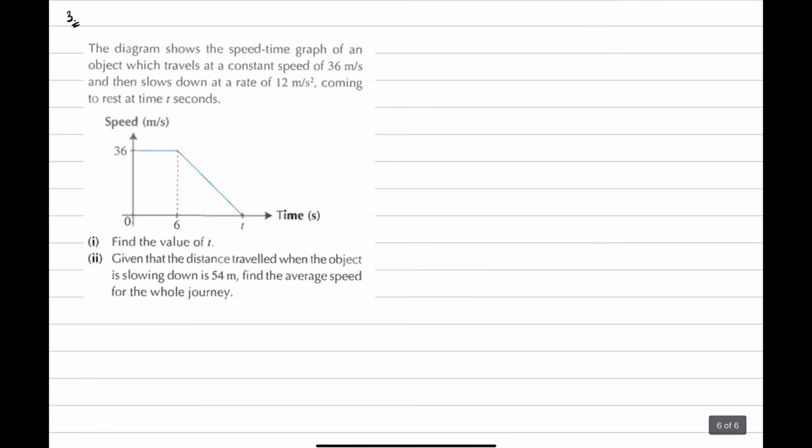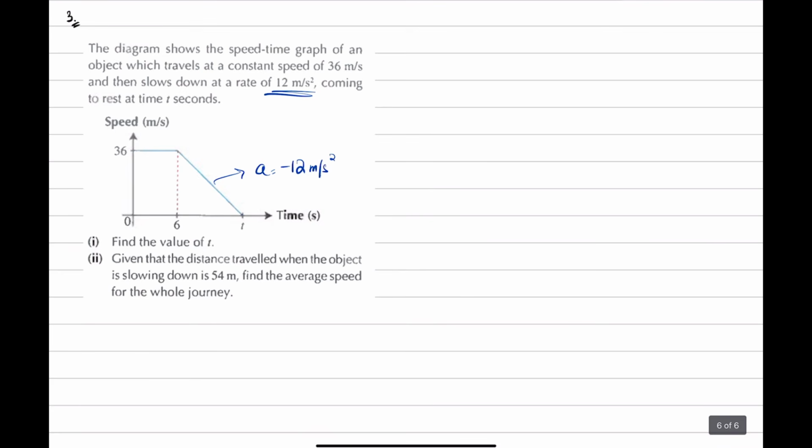Okay. The diagram shows the speed time graph of an object which travels at a constant speed of 36 meters per second and then slows down at a constant rate of 12 meters per second square, coming to rest at time t seconds. Okay, so slows down at a constant rate of 12 meters per second square. What is that? This is basically acceleration. Okay, so this is acceleration. Now if I write this as acceleration, so that's going to be minus 12 meters per second square.